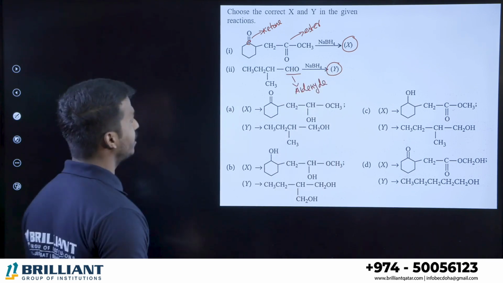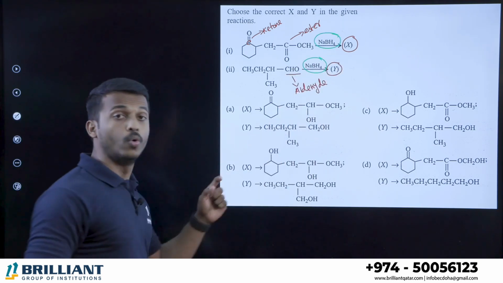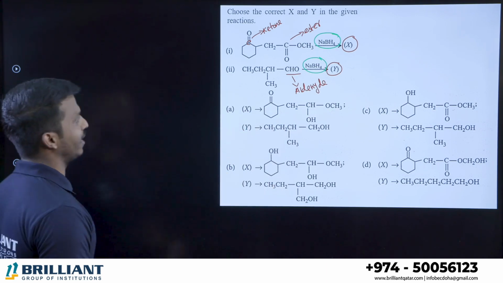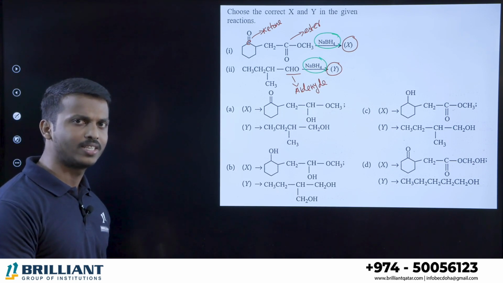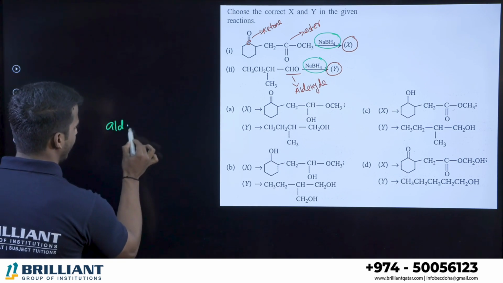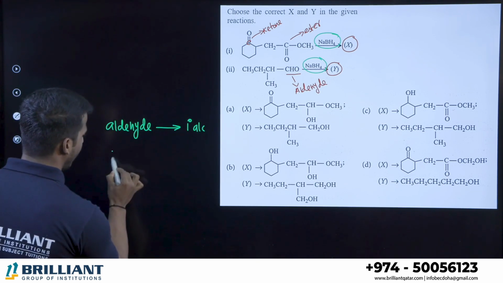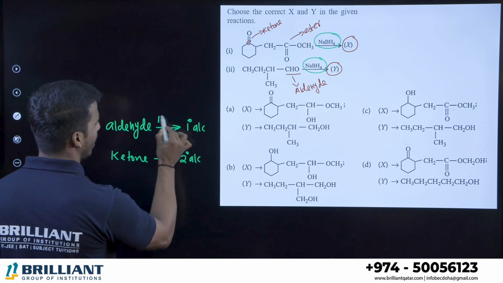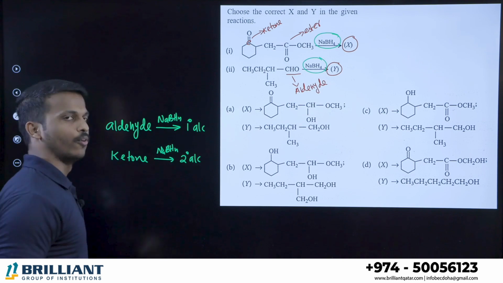What is the reagent we are using? NaBH4. What is NaBH4? Sodium borohydride. It is a reducing agent. What is the purpose of NaBH4 in organic chemistry? For reduction, right? It is used as a reducing agent. Yes, it can reduce an aldehyde into a primary alcohol, and a ketone into a secondary alcohol. That is the purpose of NaBH4.